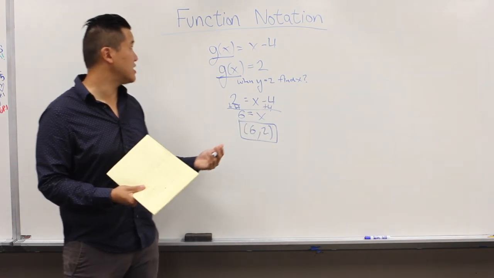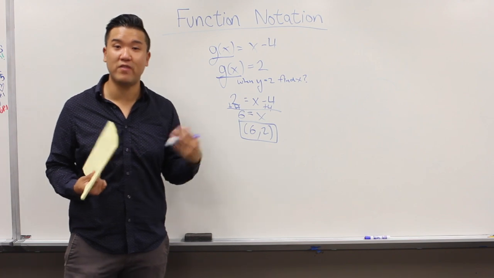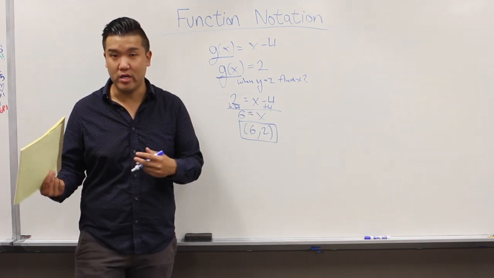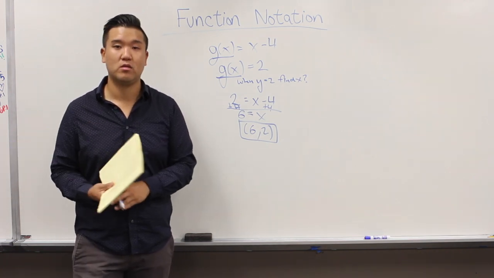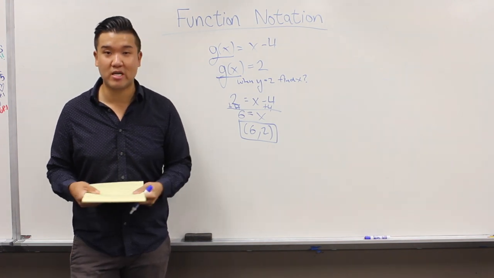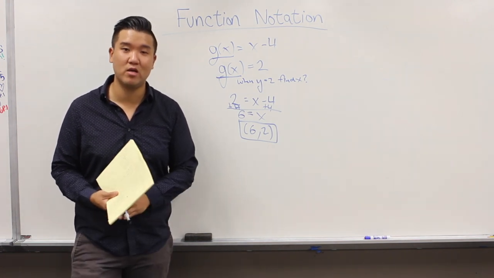Okay? That concludes our lesson with function notation. Understand f of x versus f of 3 versus f of x equals 3. We're going to do our 3 examples right now. Just try your best. That's all I was asked for. Let's get to it. All right.